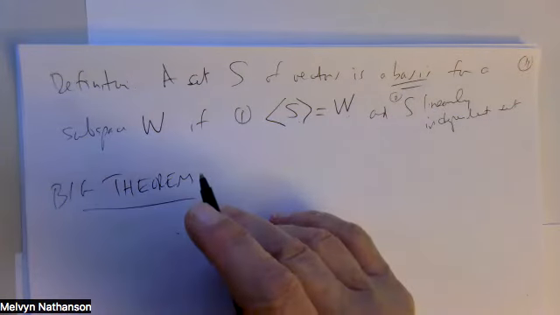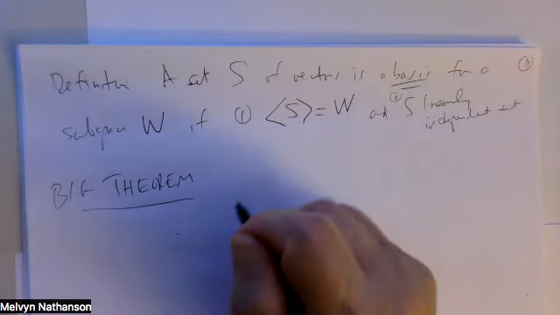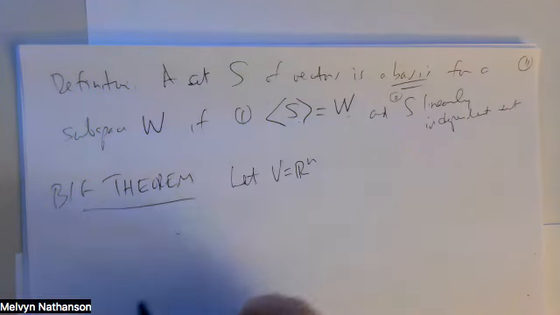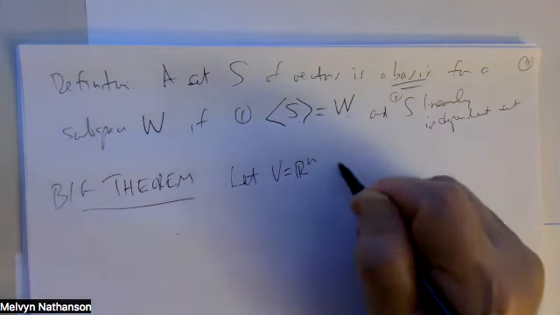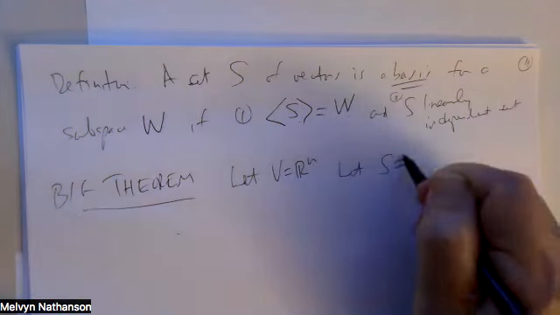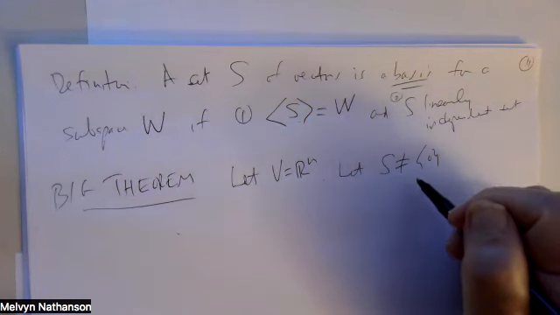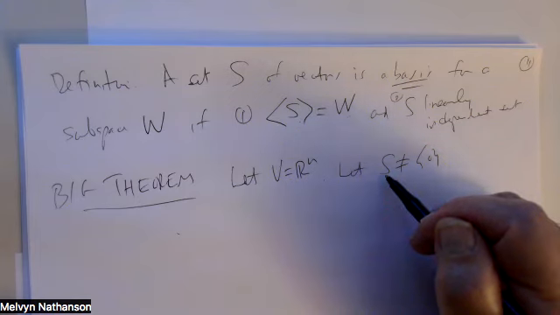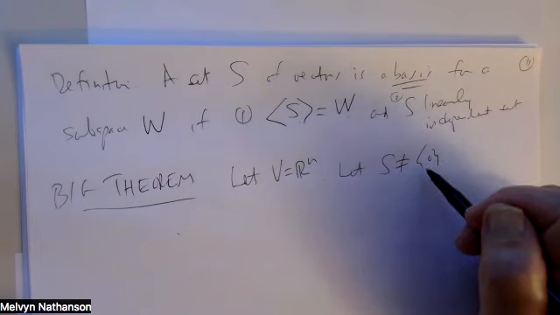There's several big theorems. This is one. Suppose we have the vector space Rn. Let S be a non-zero set of vectors. So this doesn't mean it's empty. It means S is a set of vectors, and it's not just the zero vector.